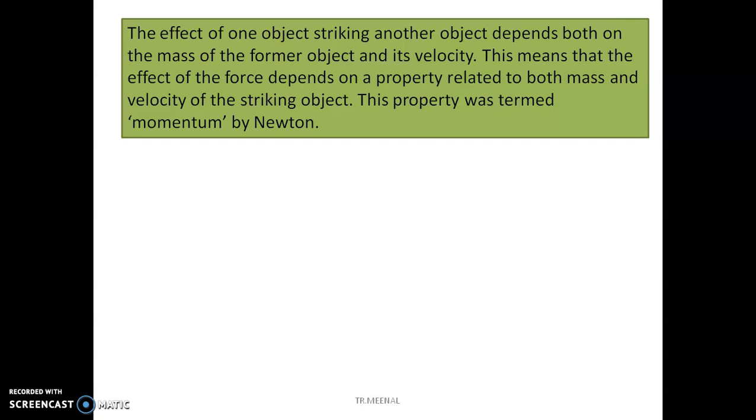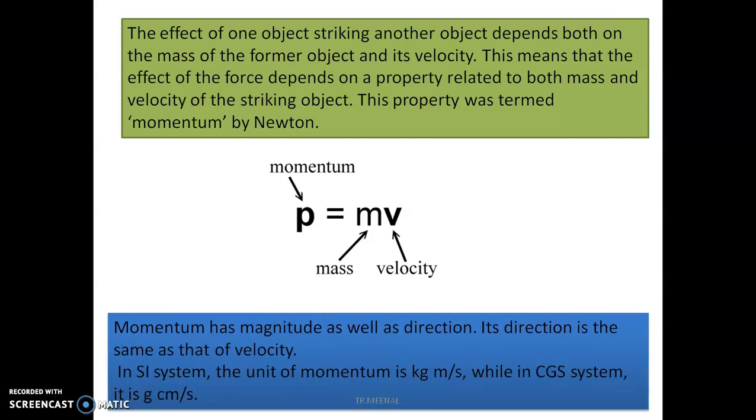So this property was termed as momentum by Newton. Okay, so what is momentum? This is a new property which is denoted by the symbol P, and it is the product of mass and velocity. So when we multiply mass by velocity, we get the momentum. Momentum has magnitude as well as direction, so it is a vector quantity. Its direction is the same as that of velocity.